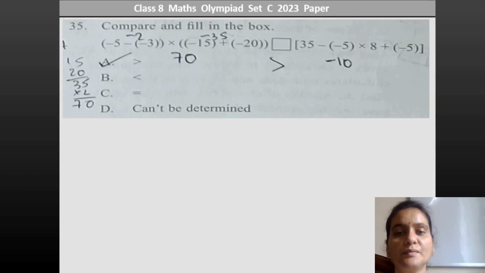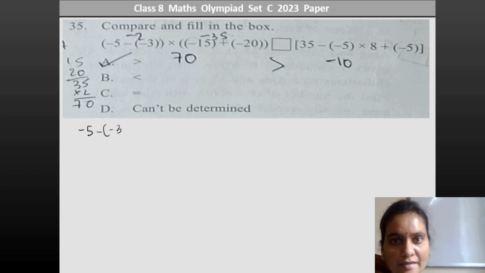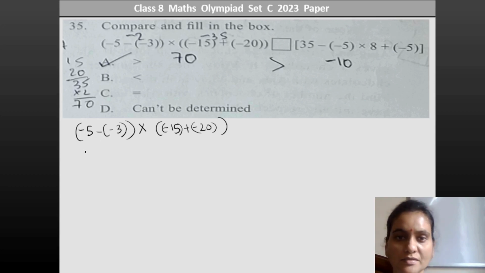Now question number 35. This is from integers. We need to see whether it's greater than, less than, or equal. So let's first solve the left hand side. So it is minus 5 minus of minus 3. Again, this entire thing goes into brackets, multiplied by minus 15 within brackets plus minus 20. So let's solve this one first. Minus 5 minus of minus 3 is plus 3. So it will become minus 5 plus 3, right?